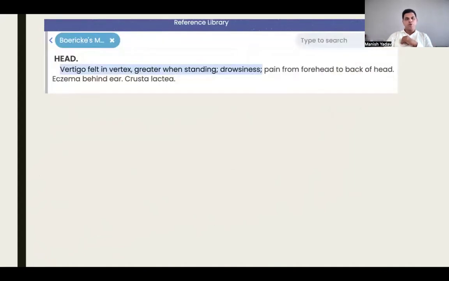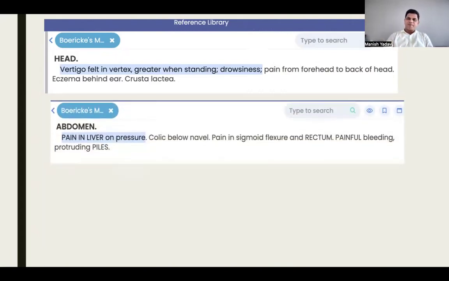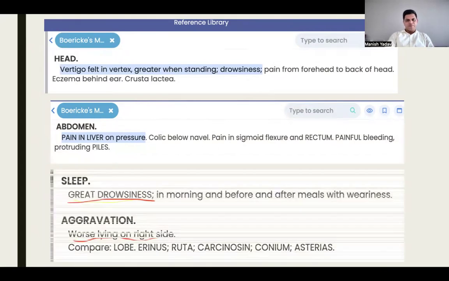So let me show you in Boger. You go in Scrofula, it is said vertigo felt in vertex greater when standing, dot, comma, drowsiness. It is written in one line. This is the most characteristic. Abdomen, pain in liver on pressure. I never thought that Scrofula is a remedy for liver. I'm telling you, this is what he said. Now his liver is sore. We have taken a rubric. Now seen Materia Medica.